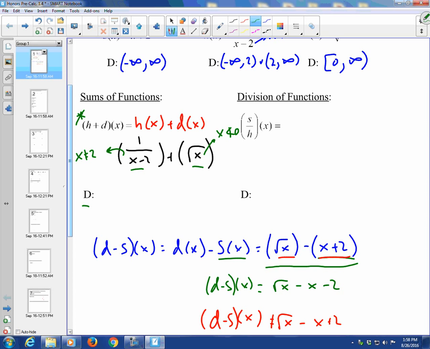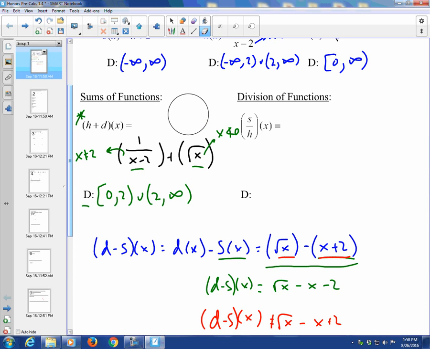And so right here, defining our domain, we're going to throw out all values less than 0 and the x value 2, and we're going to get the domain from 0 to 2, union with 2 to positive infinity. And that is the domain of our new function, h plus d of x. Now right here, what we can do is simplify this equation by just taking down our parentheses. It doesn't make a huge difference, but it's a little easier to look at.